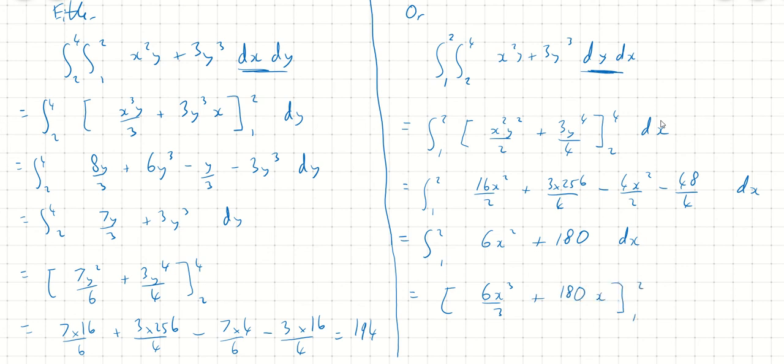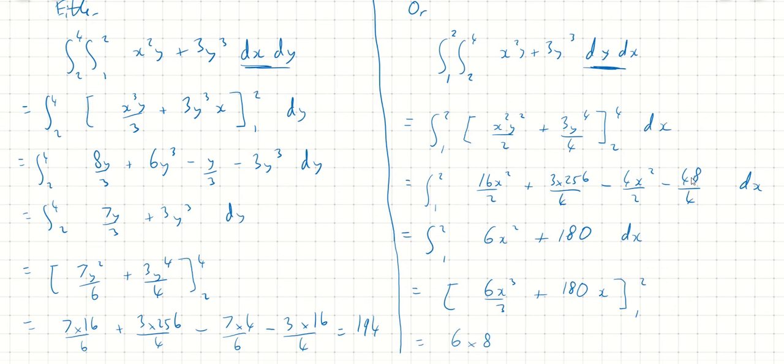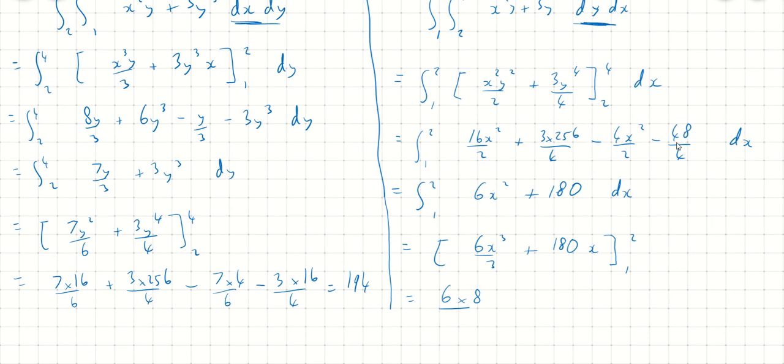Limits are 1 and 2, so we're going to substitute in 6 times 2 cubed, that's 6 times 8 over 3, plus 180 times 2, 360, and we take away 6 times 1 cubed over 3, that's 6 over 3, and we're going to take away 180 times 1, so let's take away 180. This is fairly straightforward now. We just get 16 plus 360 minus 2 minus 180. That's 180 plus 16 minus 2, which is 194, which is the same answer that we got before.